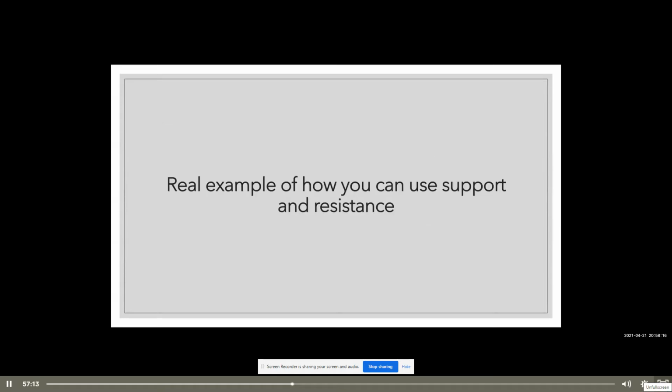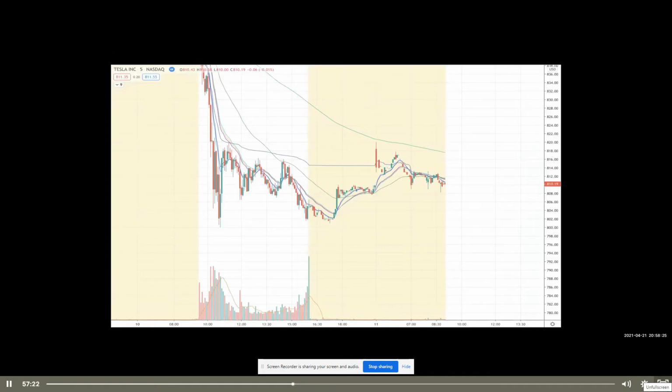So how can you actually use this? How can you use support and resistance in real time? Here's a real example. Looking at this chart, I want you to tell me where the support is for Tesla. This is Tesla, you can see the top left. This is the Tesla 5-minute chart. This is TradingView. All three of us use TradingView for charting. I want you to tell me where the support is on day 1 for Tesla.